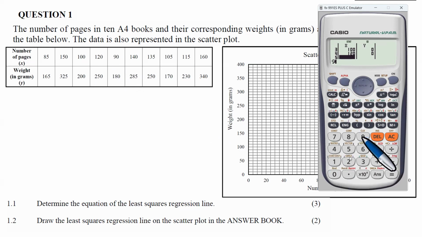Then 90, 140, 135, 105, 115, 160. We have 11 of those.